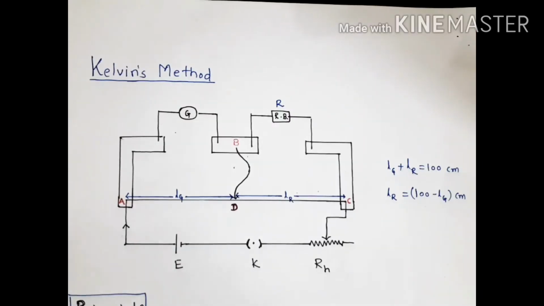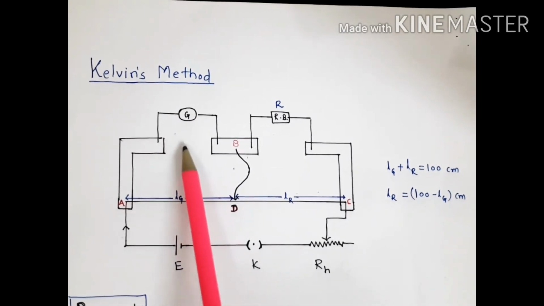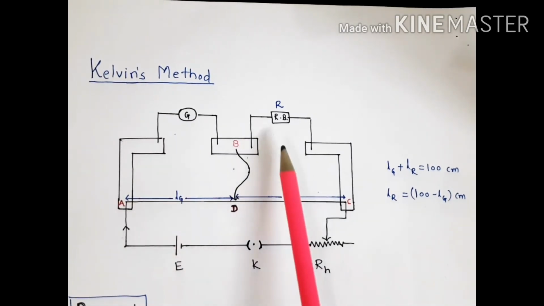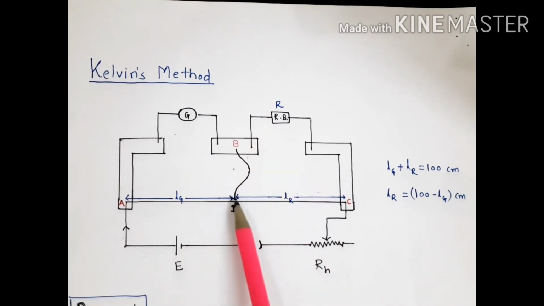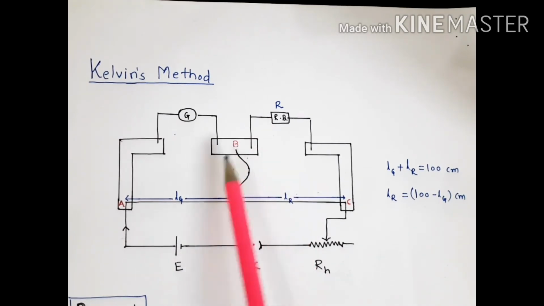The next point of current electricity is Kelvin's method. It is a special method. It is useful to determine the resistance of a given galvanometer with the help of a meter bridge. A galvanometer whose resistance is to be determined is connected in the left gap of the meter bridge, and in the right gap a resistance box is connected. The jockey is connected to point B directly.